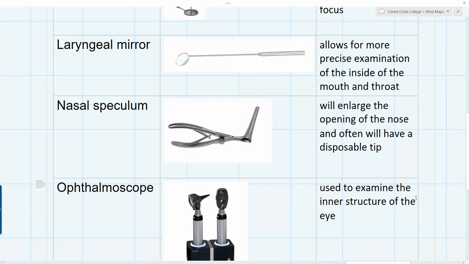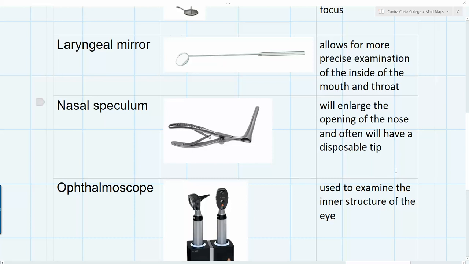The nasal speculum will enlarge the opening of the nose and will often have a disposable tip because you get some nose gunk on there, so it has a sheath, like a cover, on it. It just spreads open your nasal opening a little bit and allows for better viewing.